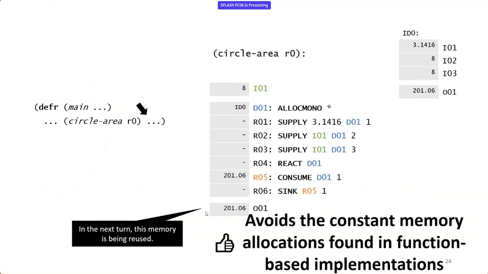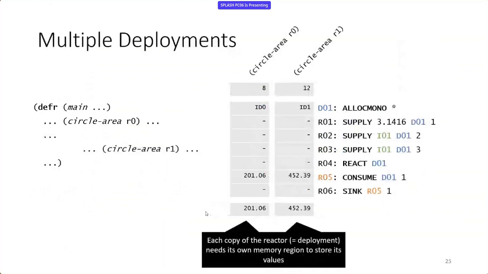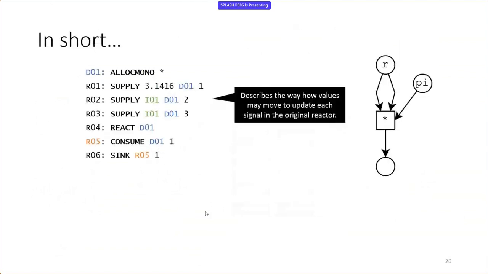The good news here is that we avoid the constant memory allocation that's usually found in function-based implementations of reactive programming languages. Here we constantly make use of this memory region, even later when a new turn is happening. You've already allocated it, so we can simply reuse it. Of course, if we deploy the same reactor more times, we're also going to have multiple memory regions, one for each deployment. So we can't simply reuse them if we reuse the same reactor in the program.